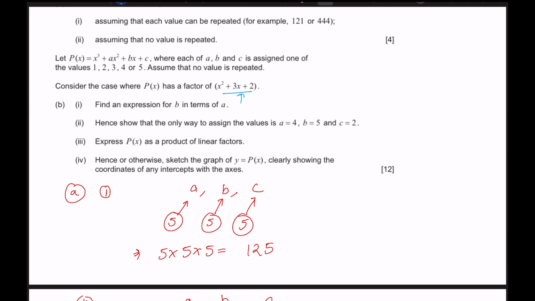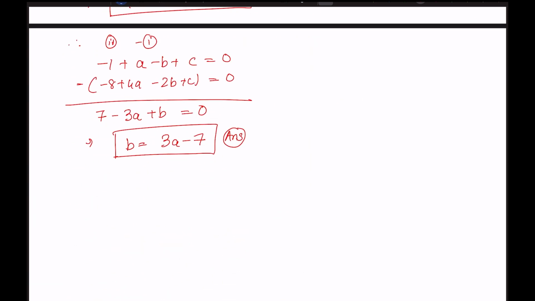Now we also have to show that the only way to assign the values is a equals 4, b equals 5, c equals 2. In order to solve part 2, we have to make a table of the values of a versus the values of b. If the value of a is 1, the value of b will be minus 4. This is not valid. Why? Because b can have values from 1 to 5, but it won't be possible to plug in 1 for b, because 1 has been repeated in a. So b equals minus 4 won't be a solution.